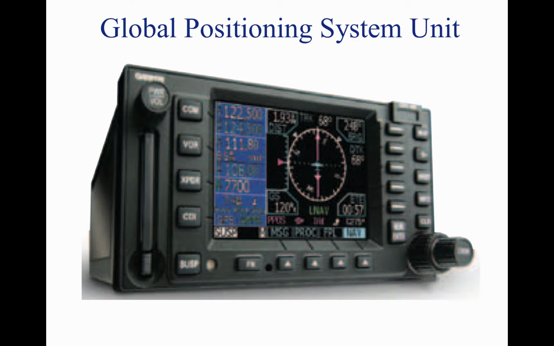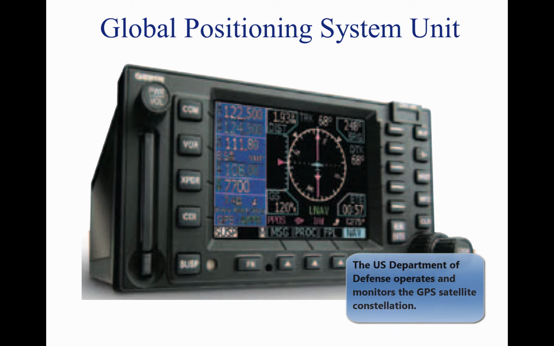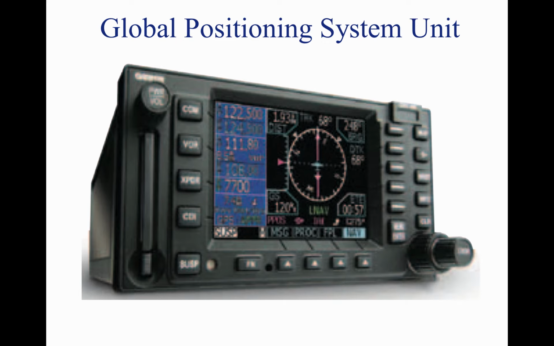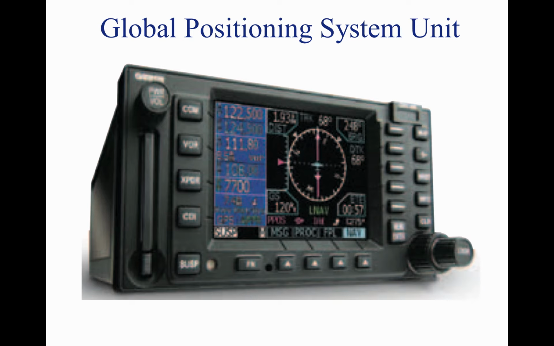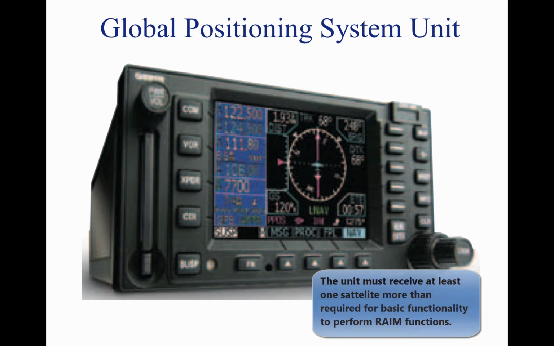The Department of Defense, DoD, is responsible for operating the GPS satellite constellation and monitors the GPS satellites to ensure proper operation. The GPS receiver verifies the integrity, usability of the signals received from the GPS constellation through Receiver Autonomous Integrity Monitoring, RAIM, to determine if a satellite is providing corrupted information. At least one satellite, in addition to those required for navigation, must be in view for the receiver to perform the RAIM function.